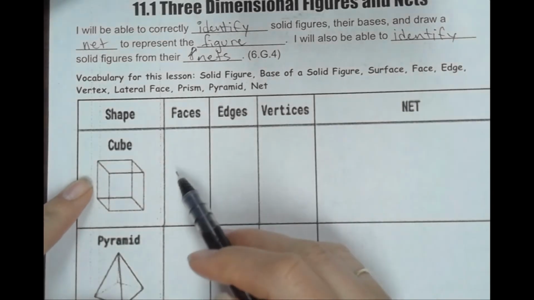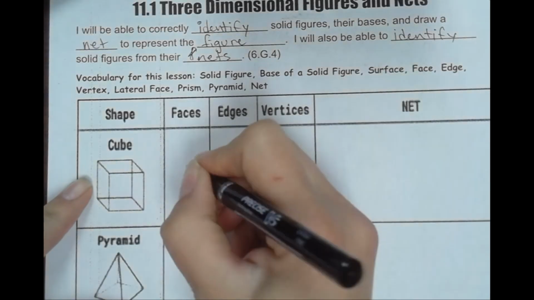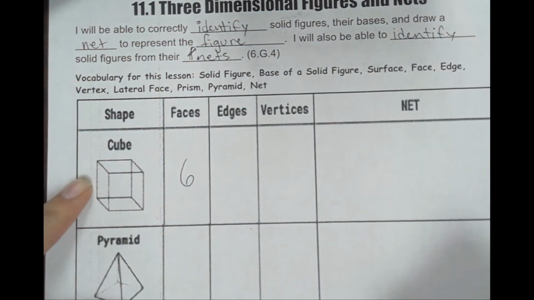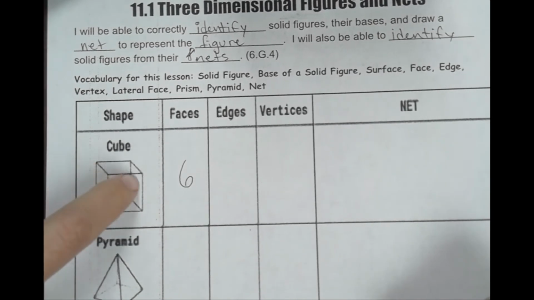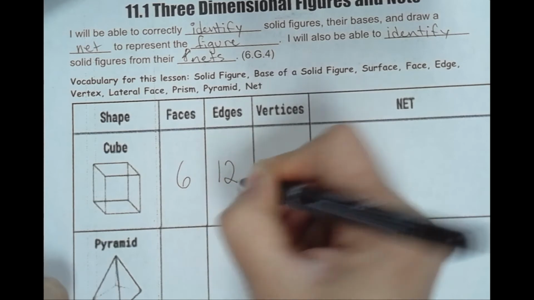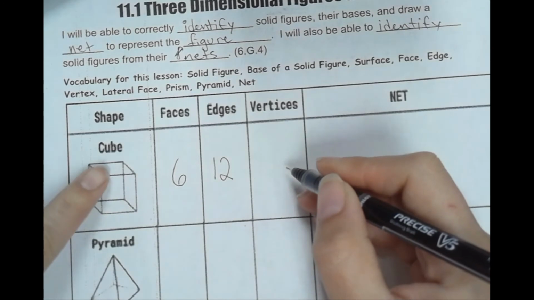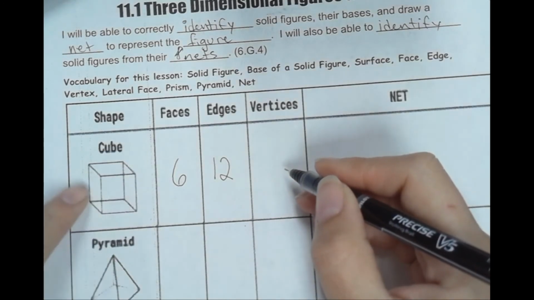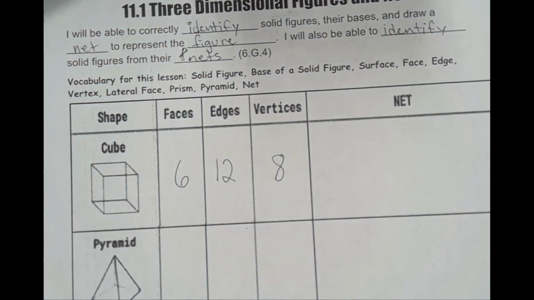So, faces on a cube. We have a top, bottom, left, right, front, and back. So that gives us 6 faces. How many edges do we have? Well, everywhere these meet. So I got 1, 2, 3, 4 on the top, 4 more on the bottom, so that's 8, 9, 10, 11, 12. So there are 12 edges on a cube. Okay, vertices are the corners where those edges meet. 1, 2, 3, 4, 5, 6, 7, 8. There are 8 vertices. Vertices is just the plural for vertex.